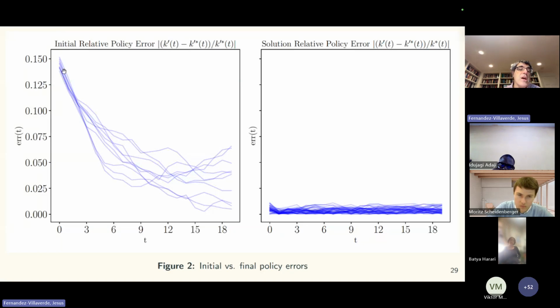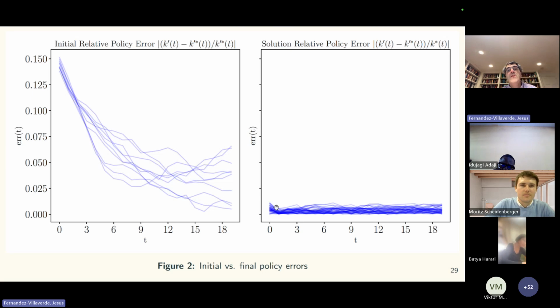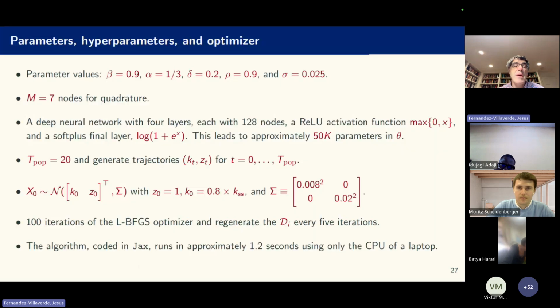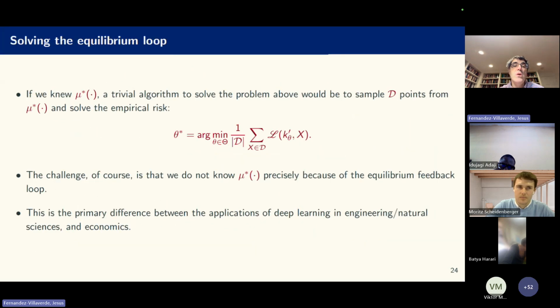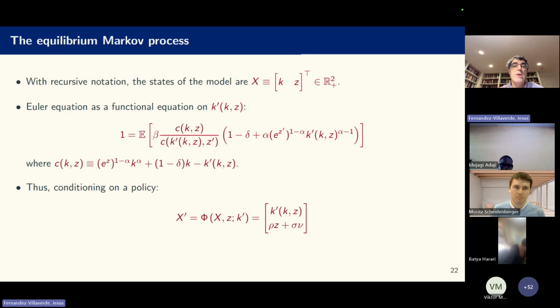These are the initial errors of the model with the Solow growth model distribution, but then I converge very, very quickly. Now, I'm going to skip the models with heterogeneous agents because I don't have time, but in the slides, I tell you how to apply these very same ideas to the model with heterogeneous agents, but let me very quickly summarize the main message of the paper.